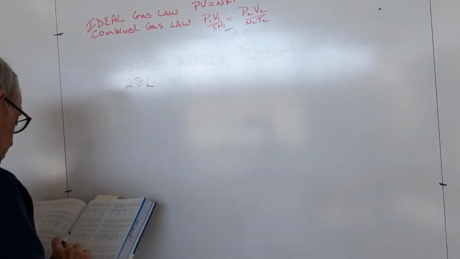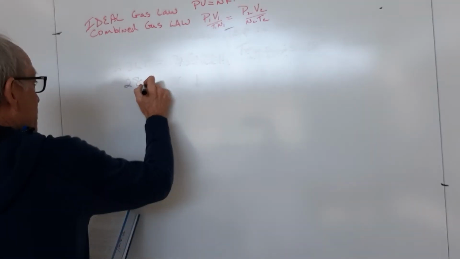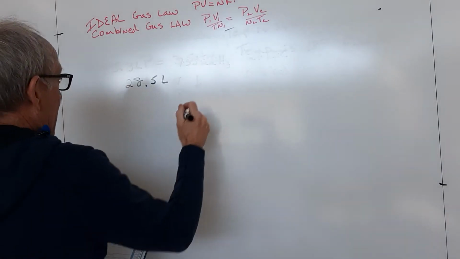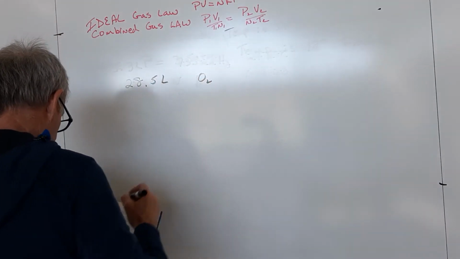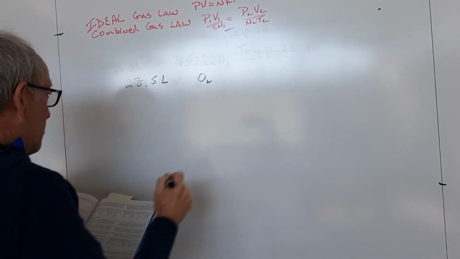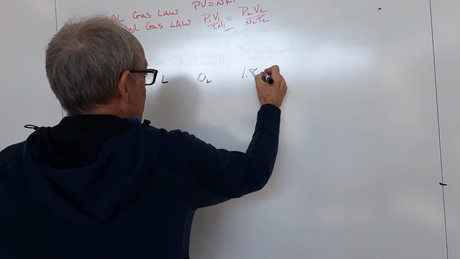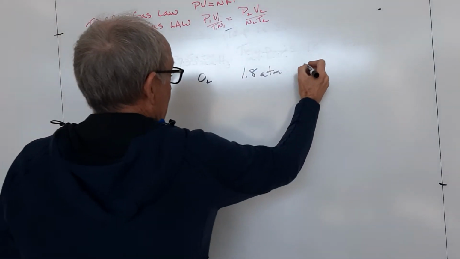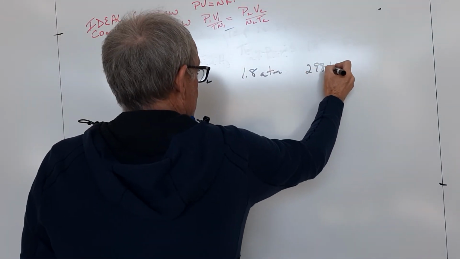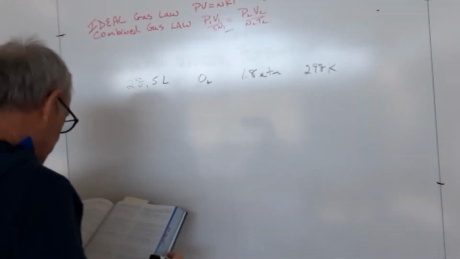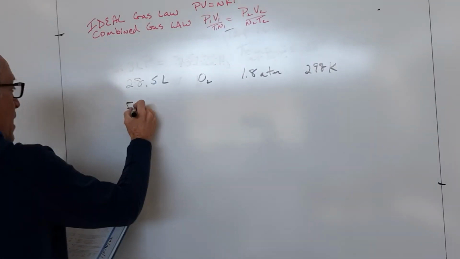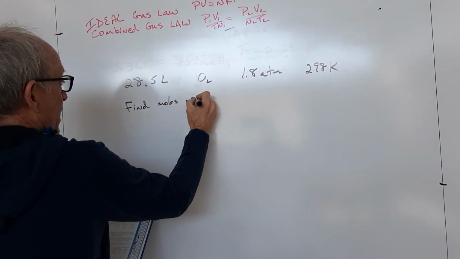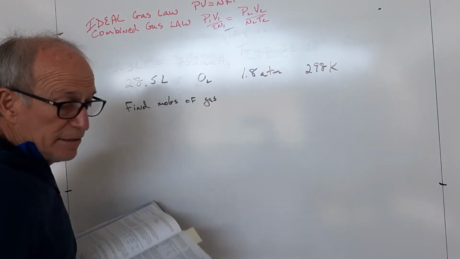A cylinder contains 28.5 liters of oxygen gas, so it's O2 gas, at a pressure of 1.8 atmospheres and a temperature of 298 Kelvin. How many moles of gas are in the cylinder? Find moles of gas. Now, there's no change here.